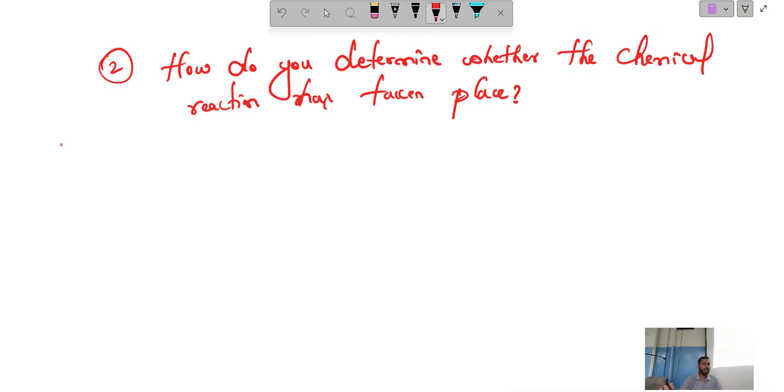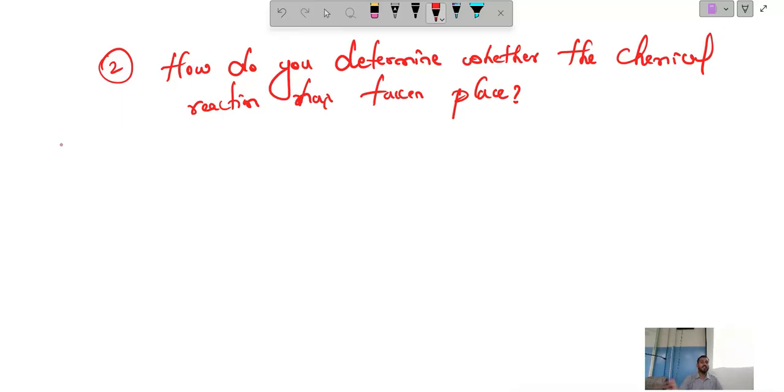Understood? I hope you remember, right? If gas is evolved, chemical reaction has taken place. GSTPC. I hope you remember. If any precipitate is formed, chemical reaction has taken place. Temperature. If you find any change in the temperature, chemical reaction has taken place.